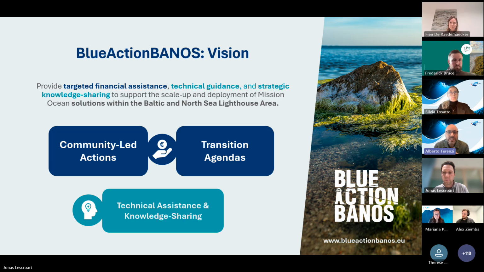Then we have transition agendas, and these are more strategic endeavors, so road mapping exercises to be carried out together with relevant stakeholders in order to basically prepare the ground then for a specific objective to be reached in the future. And the very peculiar thing about our program is that if you apply and are successful in your application for one of these projects, you will not only get a project officer that will support you administratively, but you will also get technical assistance and knowledge sharing. So while you are in charge of implementing this action, we are also there for you to support and provide the technical assistance that you might need to be fully successful.